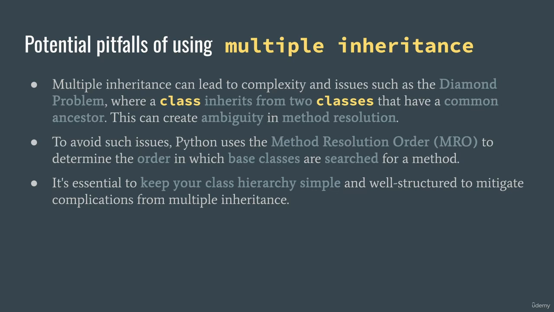To mitigate complications arising from multiple inheritance, it's essential to keep your class hierarchy simple and well-structured. This practice not only reduces ambiguity, but also makes your code easier to read and maintain. Always weigh the benefits against the potential pitfalls when considering multiple inheritance in your designs.